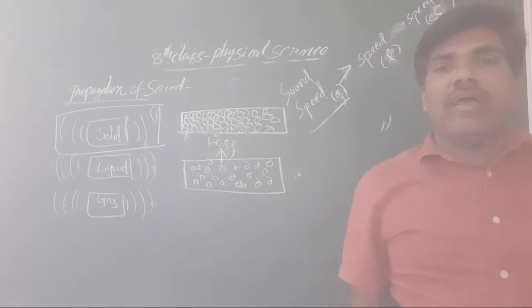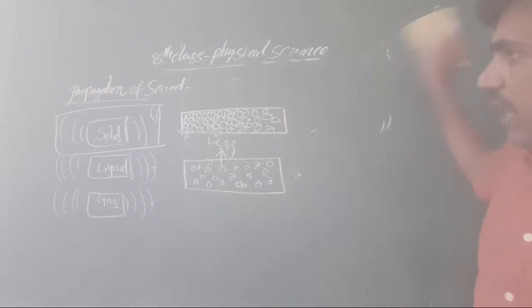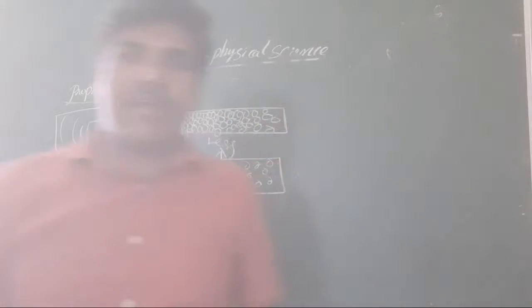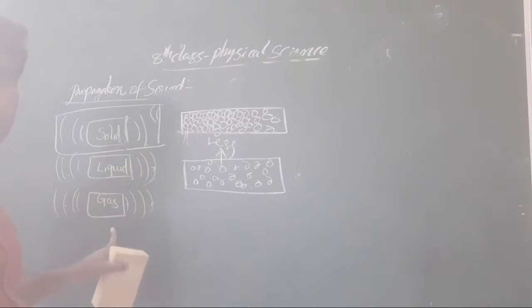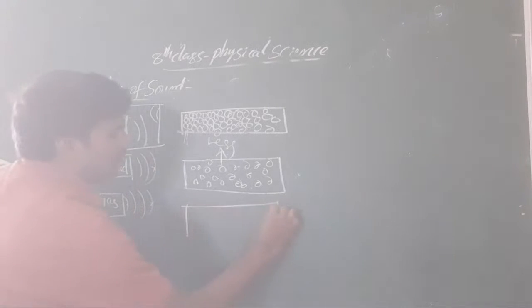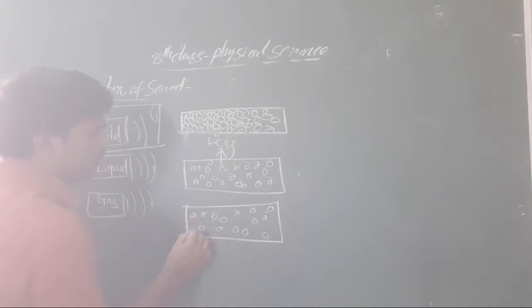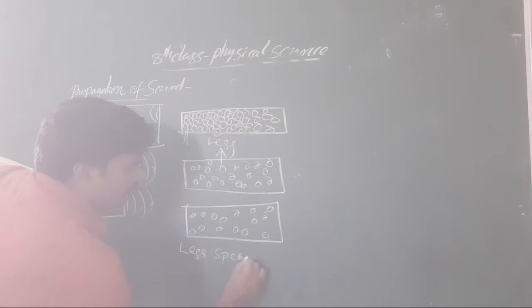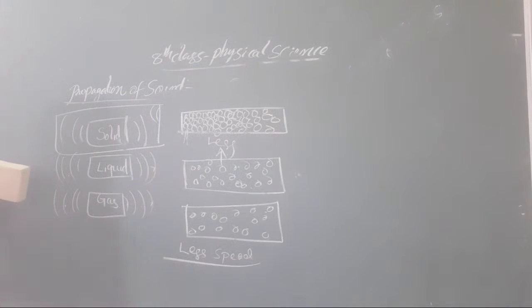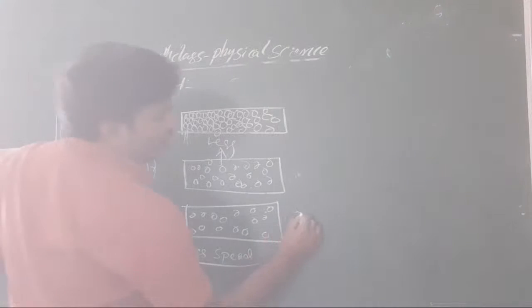Clear or not, all the students? And where is the speed of sound more? Speed of sound is more in a solid, then the liquid, then the gases. Why? Because when you go to gases, the particles are highly separated from one another. That's why there is less speed. Less speed in where? In the air.